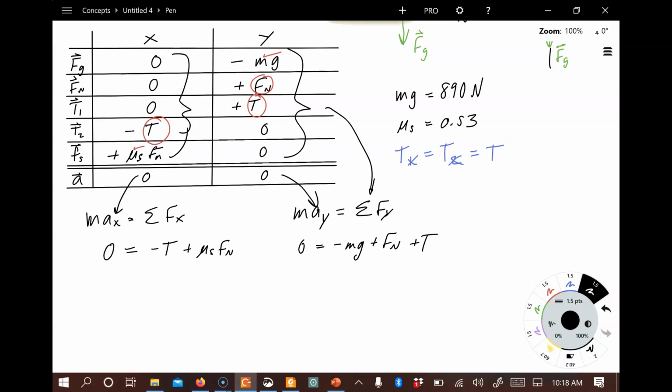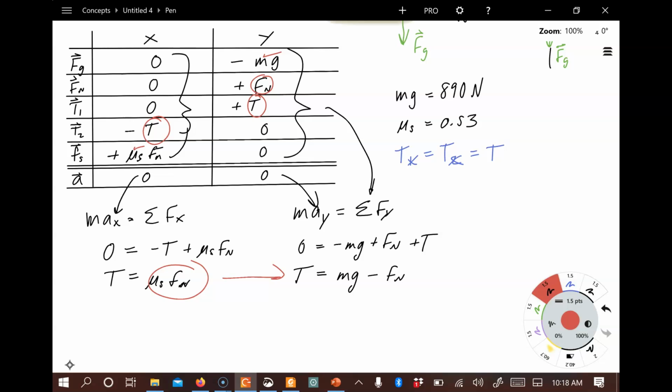So, for example, we can say that T is equal to mu s Fn. I'm not going to plug the numbers in yet, even though I know mu s. Over here, let's solve for T. T is equal to, I have to add the mg to one side, and subtract the Fn from the other side, right? Well, let's plug this T into the other equation. Two equations, two unknowns. We're going to solve this thing. So mu s times Fn is equal to mg minus Fn.